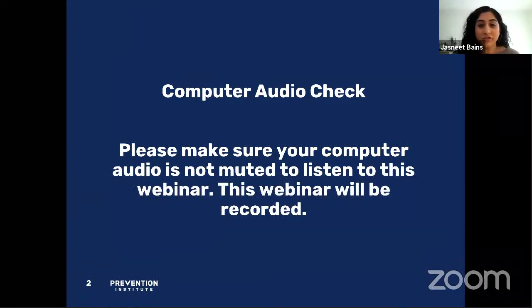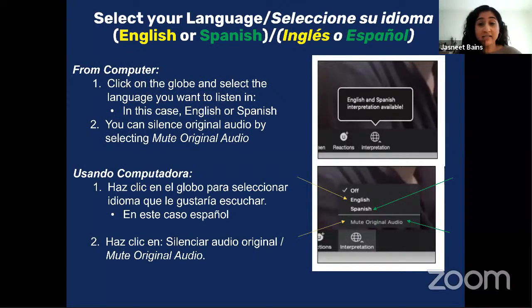So please make sure your computer audio is not muted to listen to this webinar. We are recording the webinar, and so we'll begin recording now. Next slide, Roxy. This webinar also has simultaneous Spanish interpretation, so please listen carefully to assign yourself to the right channel. We strongly suggest everyone join this webinar using a recent version of the Zoom app on your computer or smartphone. We do not recommend using a browser or dial-in.